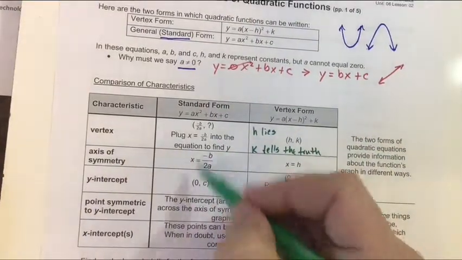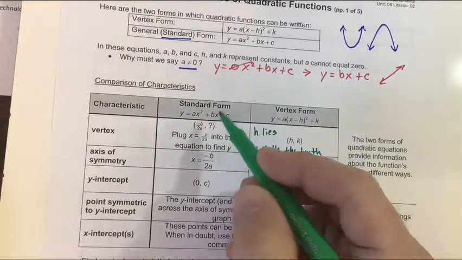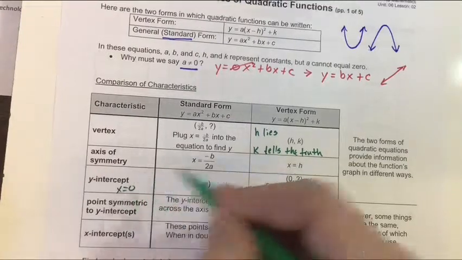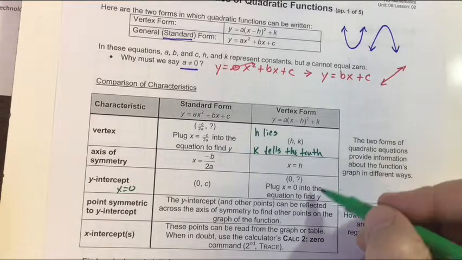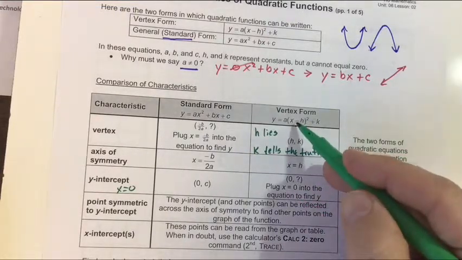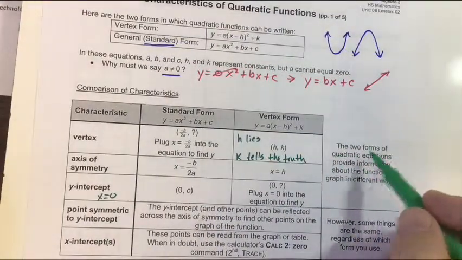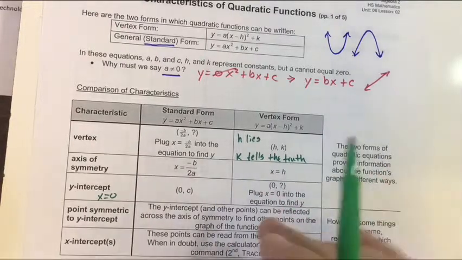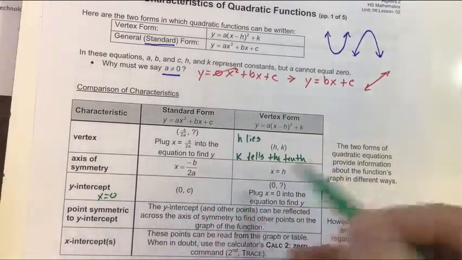And then lastly, the y-intercept is really when I plug in 0 for x. Anytime x is 0, if I plug that in for standard form, it ends up being just this last number c. For vertex form, we do have to actually plug in 0 for x into this formula and get a value for y. So these two different forms of quadratics provide information about the function's graph in different ways. But these last two ideas really are the same no matter which form you're in.